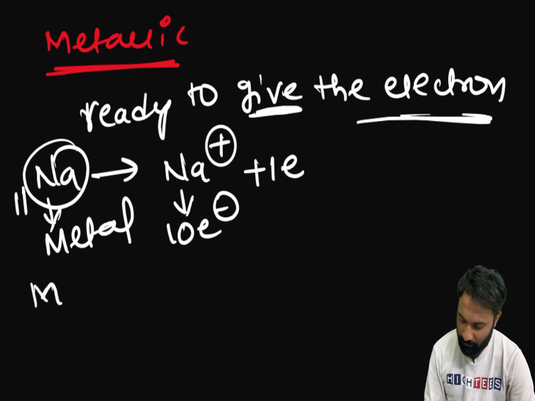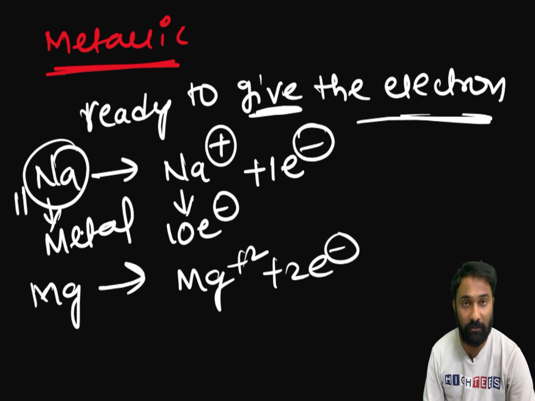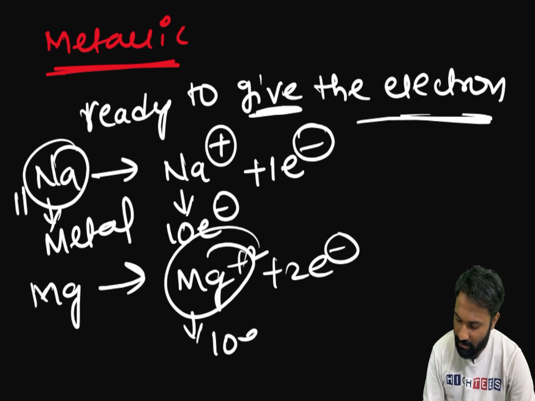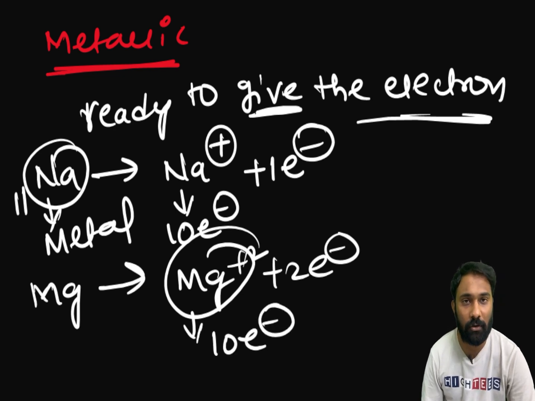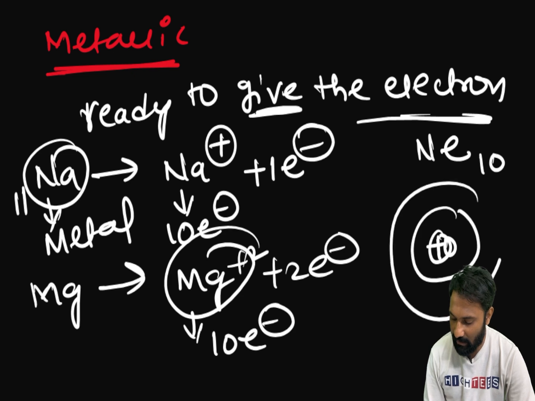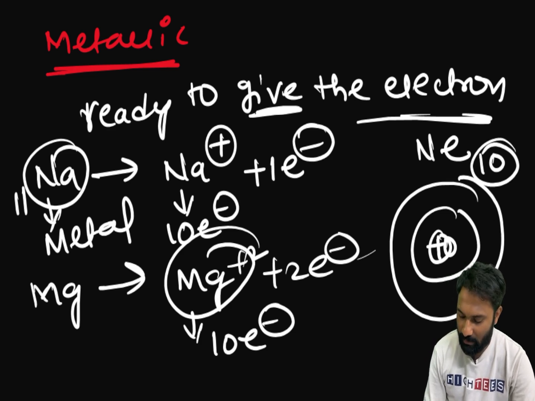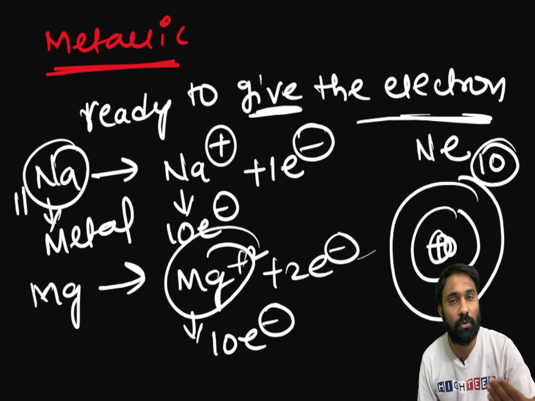Coming to magnesium. Magnesium, by the loss of 2 electrons, readily gives them so that it will reach the octet electronic configuration of 10 electrons. Octet electronic configuration, how are there 10 electrons? Neon you can take. Neon has 10 electrons, right? See, 10 protons will be there and 10 electrons will be there. So everything wants to attain the noble gas electronic configuration, right? Clear? This is known as a metal, the one which is ready to give the electron.